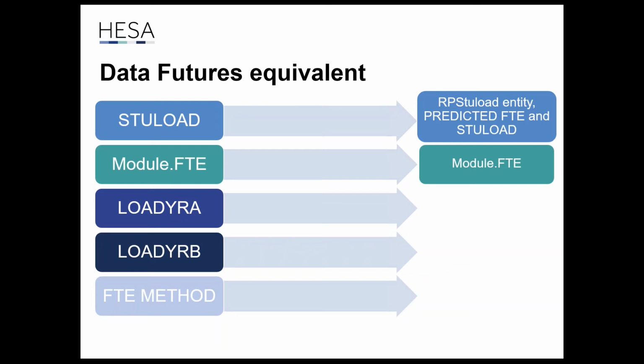But the next three, load year A and B and FTE method, don't exist in data features. With the change to the data features model, we don't need the load year A and B methodology because you fit it against the student course session and the dates that you're referring to. And therefore, we don't need the FTE method for providers in Scotland either. That has been removed for these features.